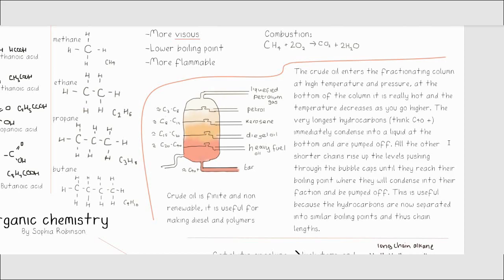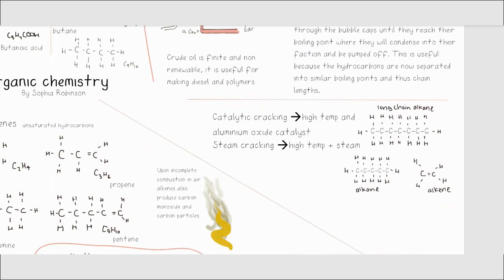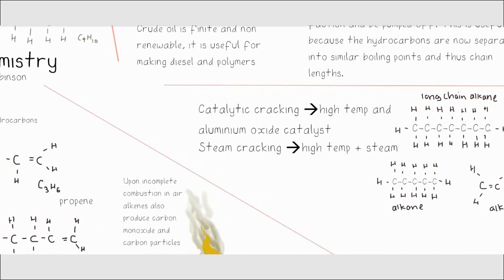This is useful because hydrocarbons are now separated into similar boiling points and thus similar chain lengths. Crude oil is useful for transport fuels, such as diesel, and as building blocks to make polymers. They also help make all kinds of different organic compounds that will be seen later in this topic. Short-chain hydrocarbons are more useful and in demand but low supply.